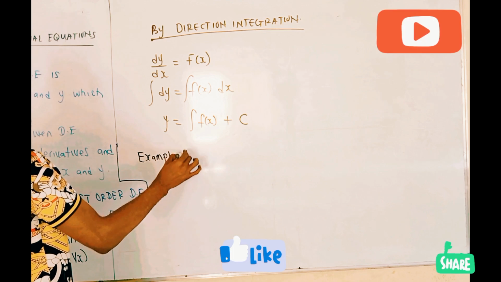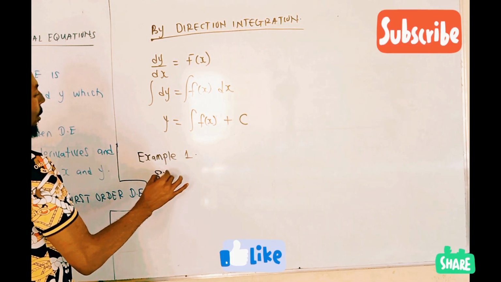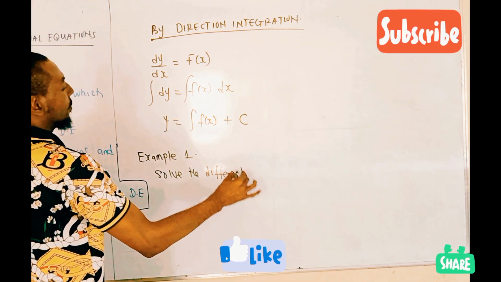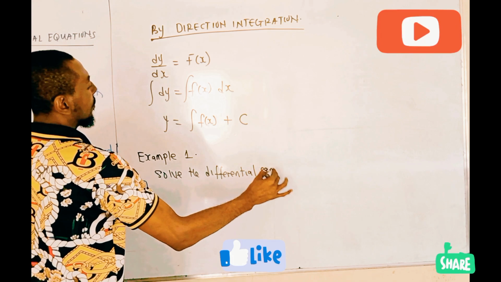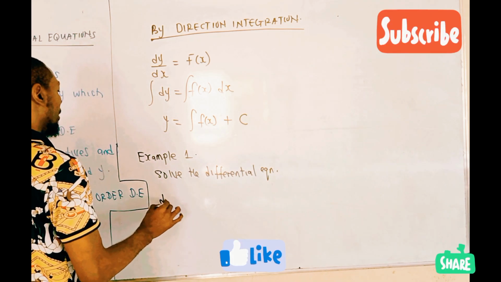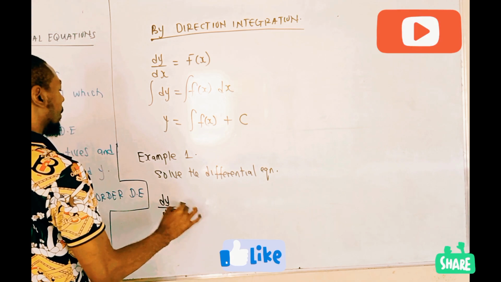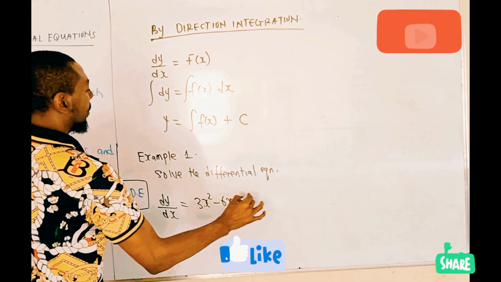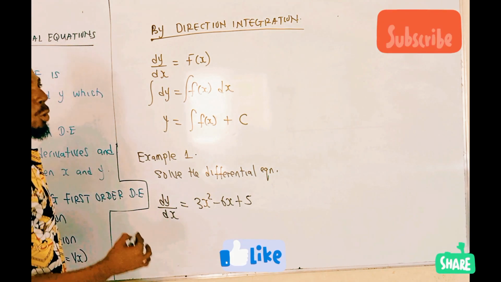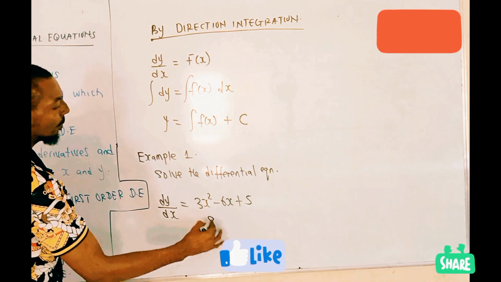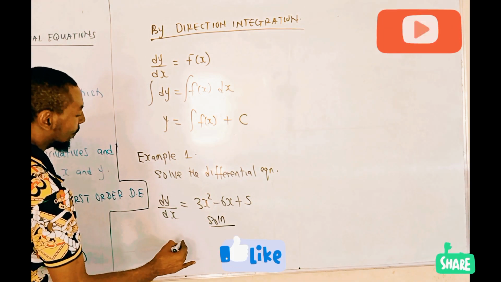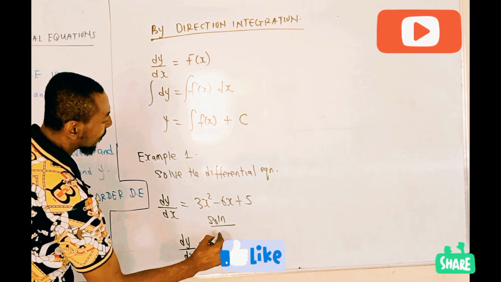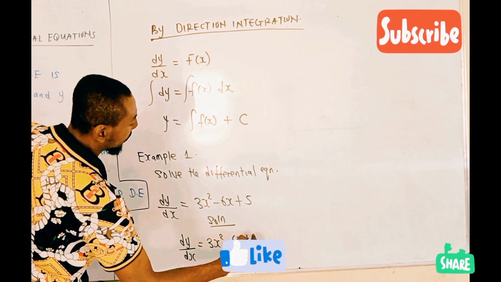Example 1. Solve the differential equation dy by dx equal to 3x squared minus 6x plus 5. And of course, the first thing to do is our solution here. dy by dx equal to 3x squared minus 6x plus 5.